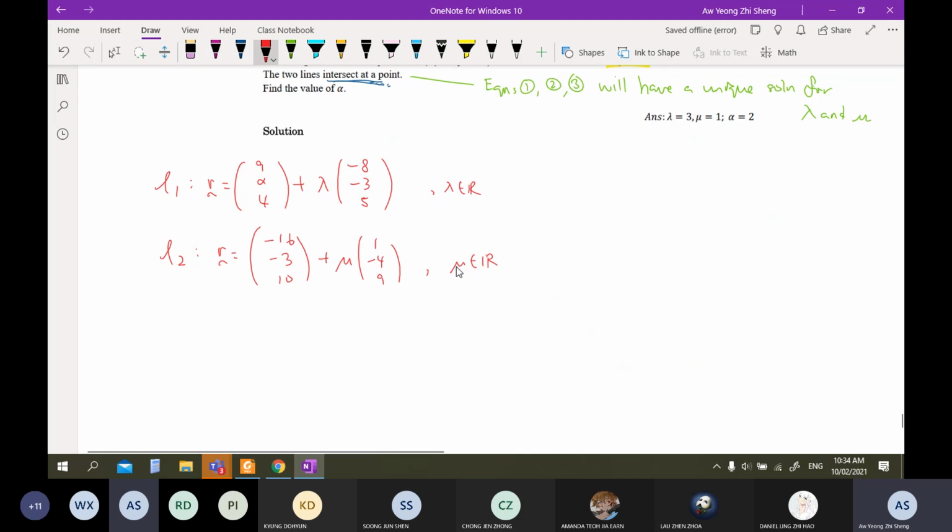Okay. Now we will equate the two equations first. We'll equate the two equations to form three linear equations in terms of lambda and mu. Equate the equations of L1 and L2.